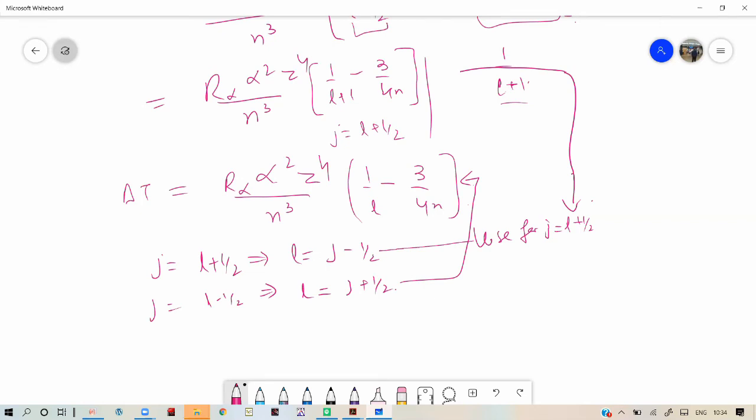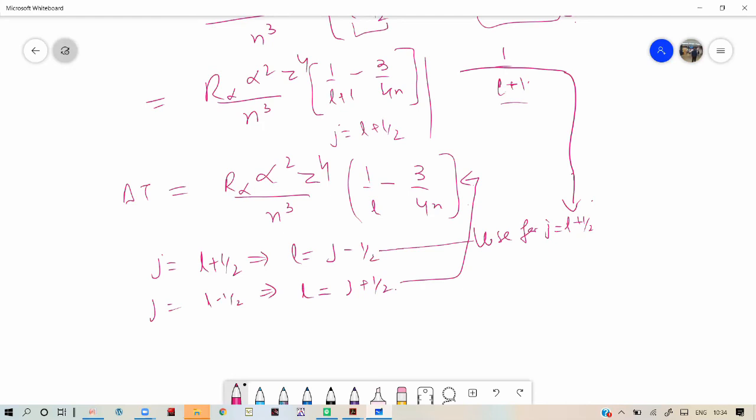We have got these constant values, and it comes out 1 by J plus half minus 3 by 4n, and in the other it will come 1 by J minus half minus 3 by 4n. There will be a single equation actually. What I am seeing is that if you use this value, you will find that delta t will be given by the same equation in both the cases. If you put these values, l equal to j minus half and j plus half, so j equal to l plus half and j equal to l minus half, two equations can be replaced by a single equation.